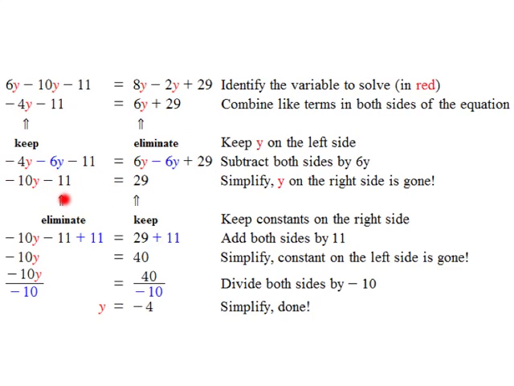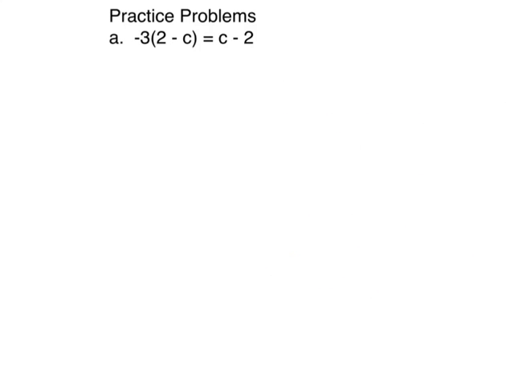Now I want to eliminate this negative 11, so I'm going to add 11 on both sides, and when I add 11 to 29 I get 40, so I have negative 10y equals 40. Then I'm going to divide by negative 10, and y will equal negative 4. Alright, so let's work our practice problems, and then you can go ahead and do your lesson set.